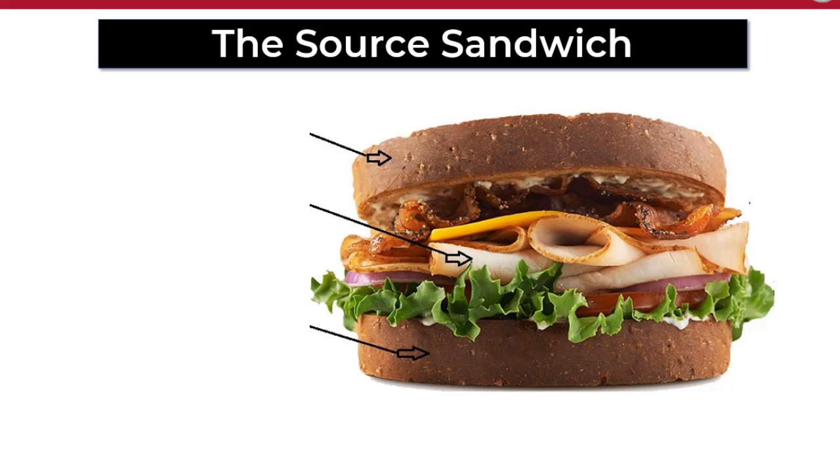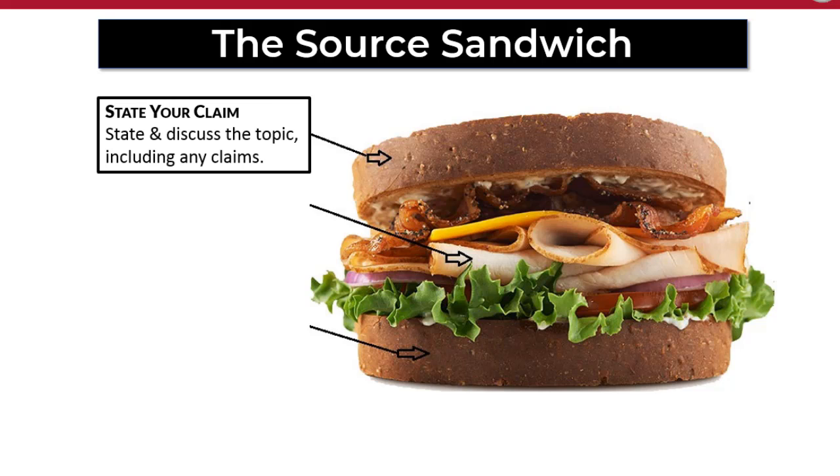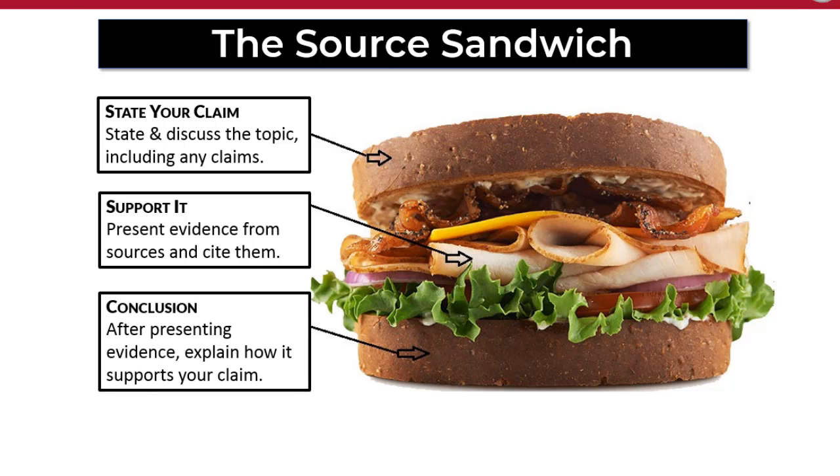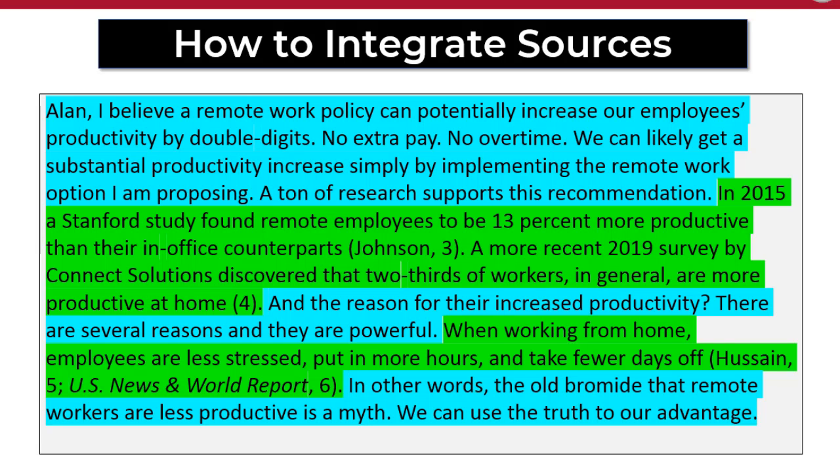In the top layer, in your own words, introduce the topic of the paragraph and discuss it. This is where you state your claims and recommendations in your own language. In the middle portion, present source evidence to support your claims. Remember to cite these sources with in-text citations. Finally, after presenting the evidence, explain how it supports the claim or recommendation you stated at the beginning of the paragraph. And now you see the secret to integrating sources.